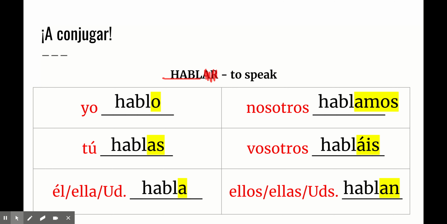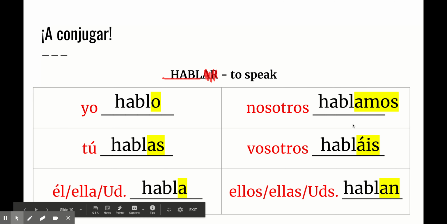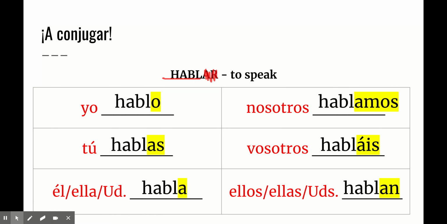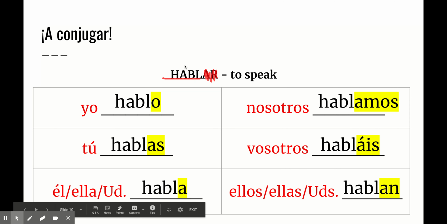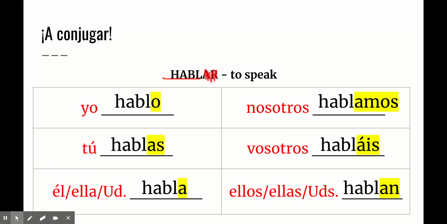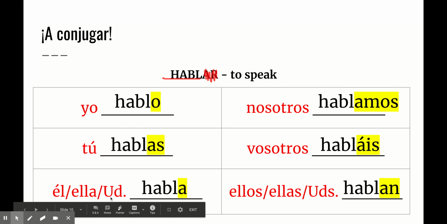So, repeat after me, chicos. Hablo, hablas, habla, hablamos, habláis, hablan. Okay, o, as, a, amos, áis, an. Notice what's staying the same. Habl, right? Habl staying the same. Everything else, the endings are changing depending on your subject. So, ask yourself, what would usted habla mean?